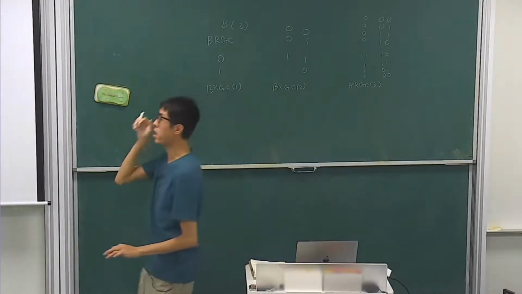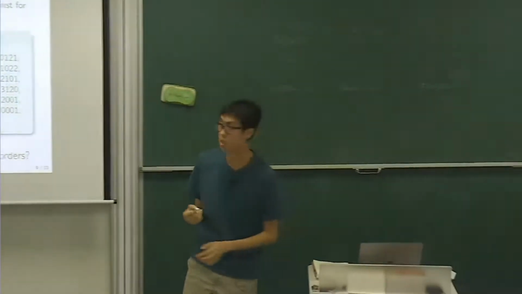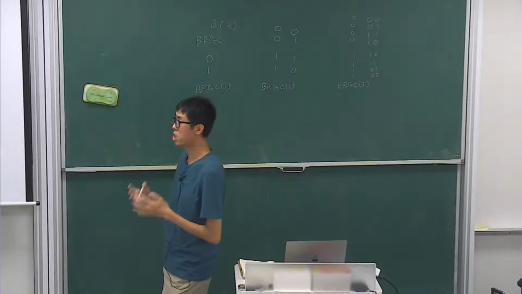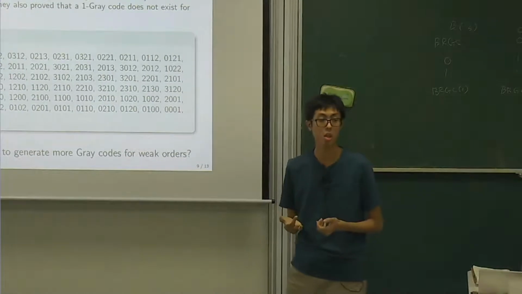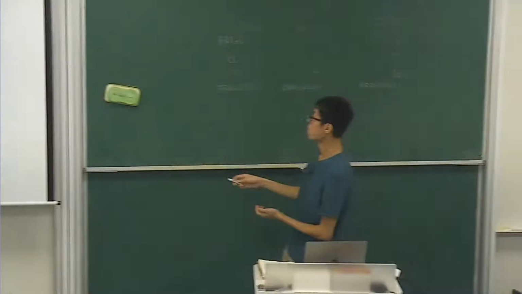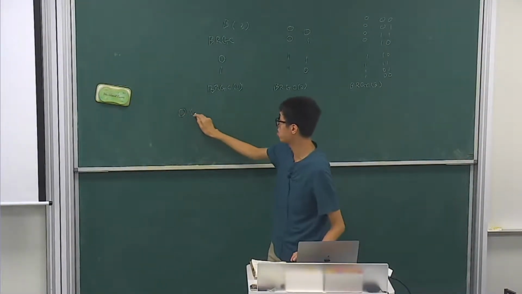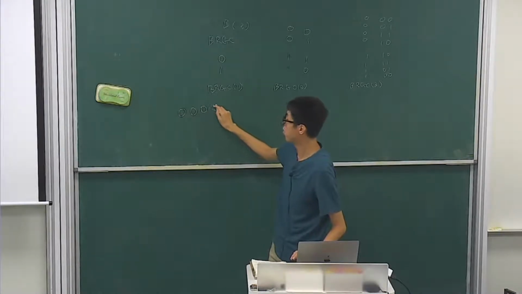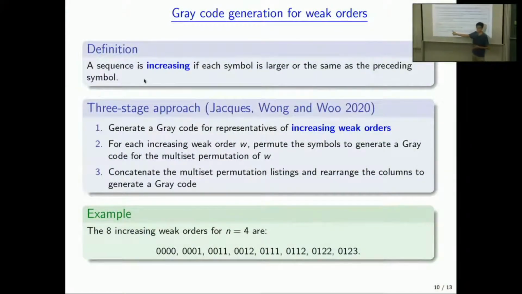So the big idea is actually quite simple. We want to focus on just generating the increasing weak order. By increasing weak order, it means a weak order where, for each of the symbols in the string, each symbol must be larger than or the same as the previous symbol. That's what we call an increasing weak order, or increasing string, basically.